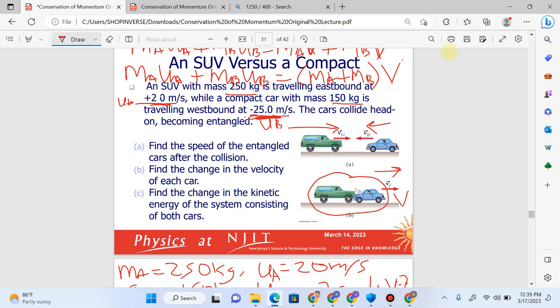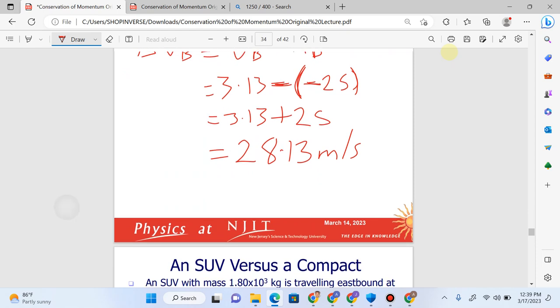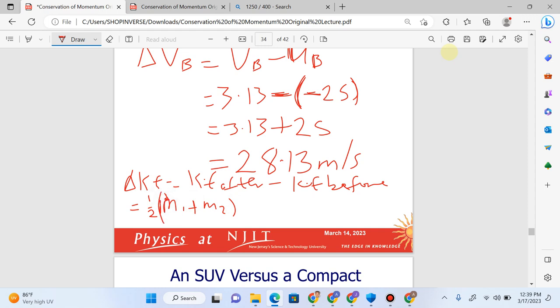The third question says you should find the change in kinetic energy of the system. And what will you do to get that? Kinetic energy is half mv squared. So the change in kinetic energy is the kinetic energy after collision minus the kinetic energy before collision. How do you get kinetic energy after collision? You use half, open bracket m1 plus m2, multiplied by the final speed v squared. That will give the kinetic energy after collision.